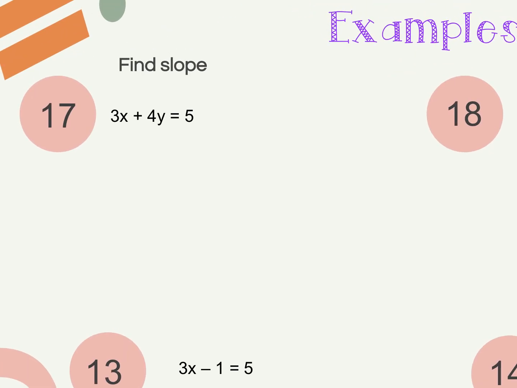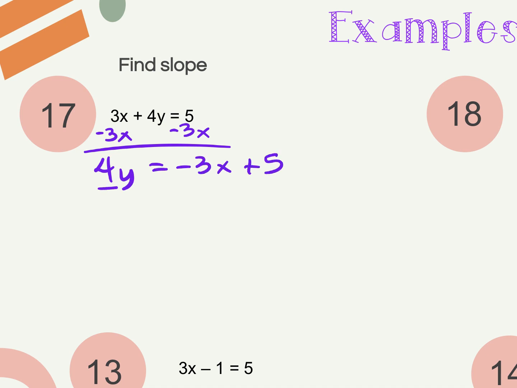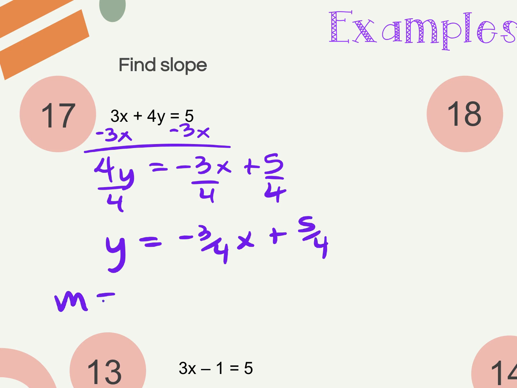So here, again, to get it into y equals mx plus b, subtract the 3x. 4y equals -3x plus 5. Divide everything by 4. And y equals -3/4 x plus 5 over 4. The slope here is -3/4. The b would be 0, 5 over 4.